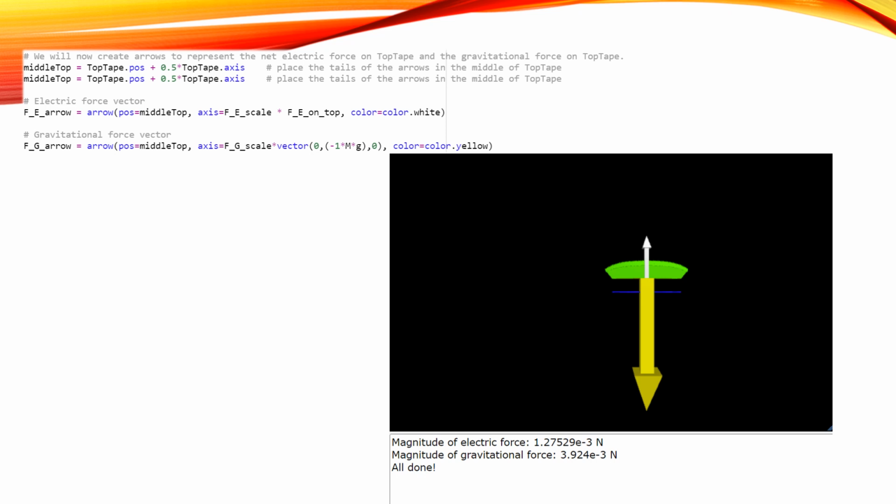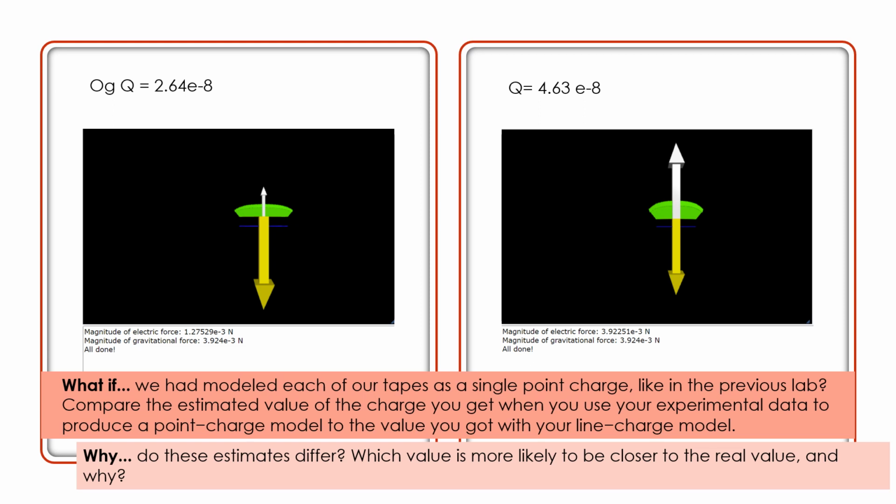Here we have our code being run with the charge used from Lab 1. All those green arrows add together to get the white arrow, which is our force produced by the electrons. However, we see that my electrical force and my gravitational force are not equal. Because of this, we know that the charge we acquired in Lab 1 is inaccurate and an underestimate. Playing around with the Q value in my code, we find a more accurate value for Q to be 4.63 times 10 to the negative 8 coulombs. When our Q equals this, our force magnitudes are more similar, meaning the system is in a state of no acceleration, the top tape floating above the bottom tape.